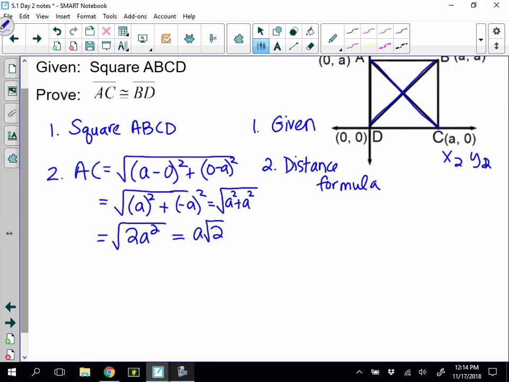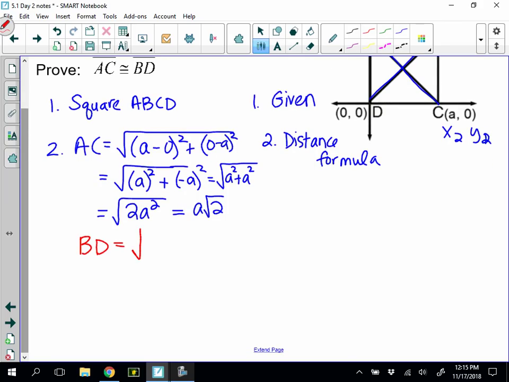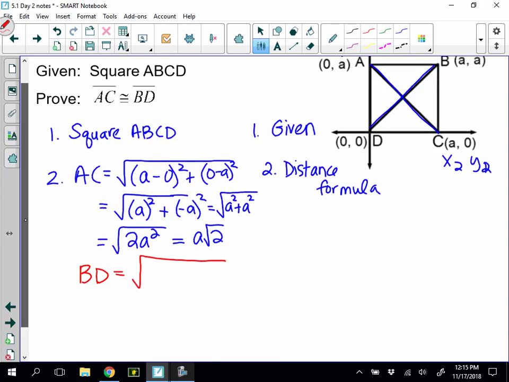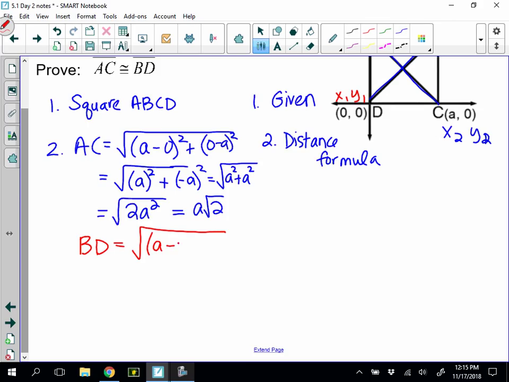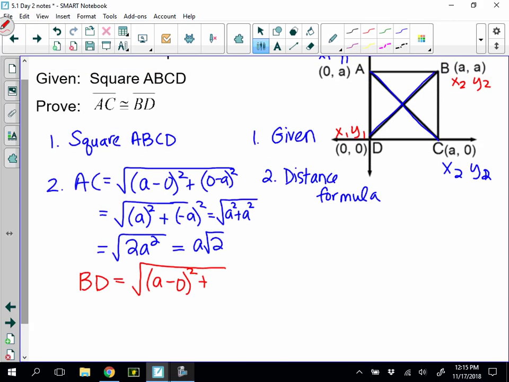Within this same line, I'm going to also calculate the length of the other segment, BD. So I need to do the distance formula again. So BD, I'll call B x2 and y2, and I'll call D x1 and y1. So plug into your formula. So I'm going to have a minus 0 squared plus another a minus 0 squared.